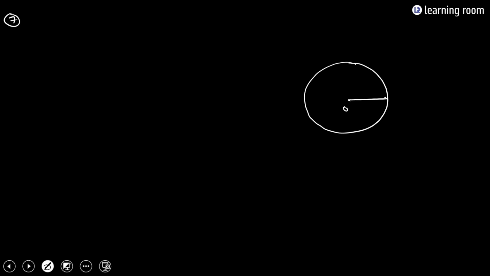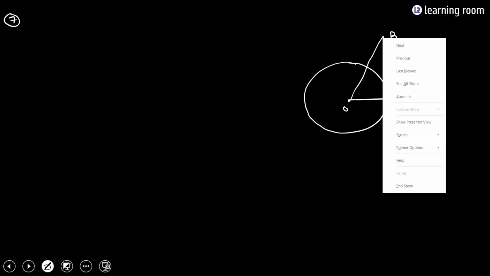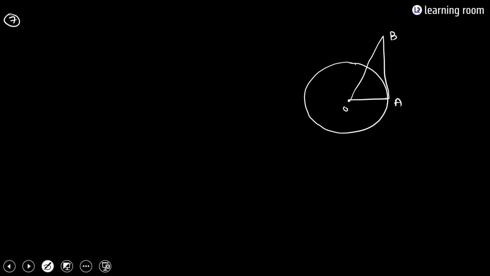O goes to A, and B. Join like this, then this angle is going to be theta. So you need the area of the shaded region. How to do it? What is the area of shaded region here?